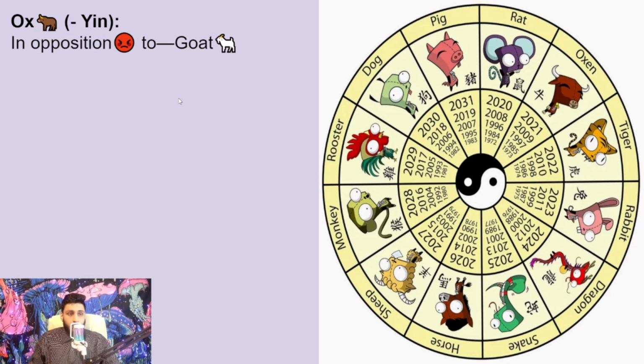So, for the ox, the enemy sign is the goat. Its opposition sign is the goat. So if we look right across the ox, right across is the sheep, which is the ox's enemy. The sheep is also known as the goat or the ram. It could be called goat, ram, or sheep. Either way, they are all the same. So right across any of these signs, if you look right across the circle, is the enemy sign.